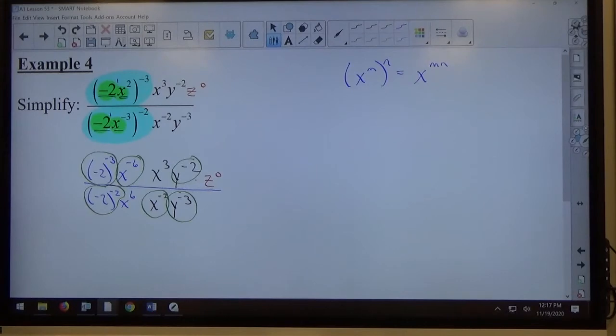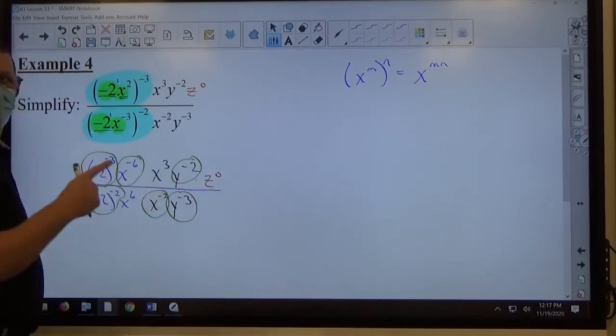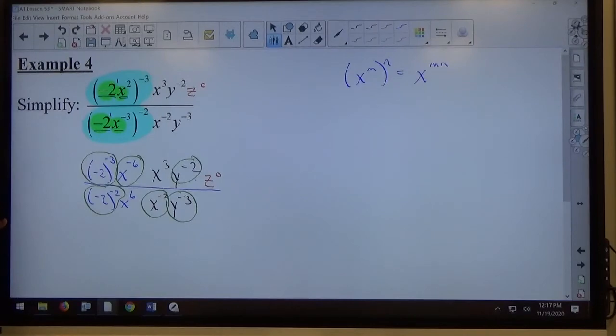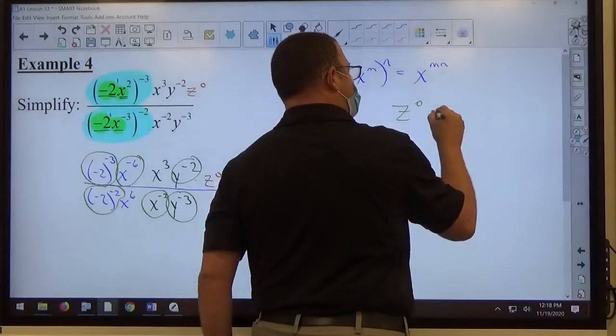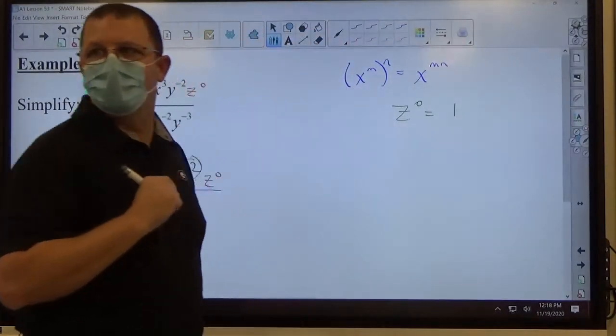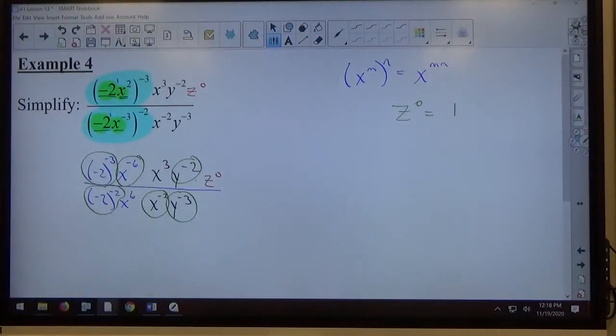Okay, so ready for the high-level 0 power technique? The 0 power means the answer is 1. Z to the 0 power, let me just write that over here. Z to the 0 power equals 1. It doesn't equal Z to the first, it equals 1, the number 1. Like if I said, hey, count to 10, the first number you say is 1, that's what it equals.